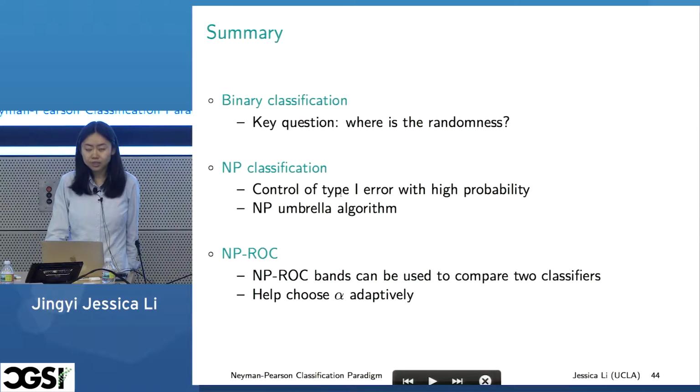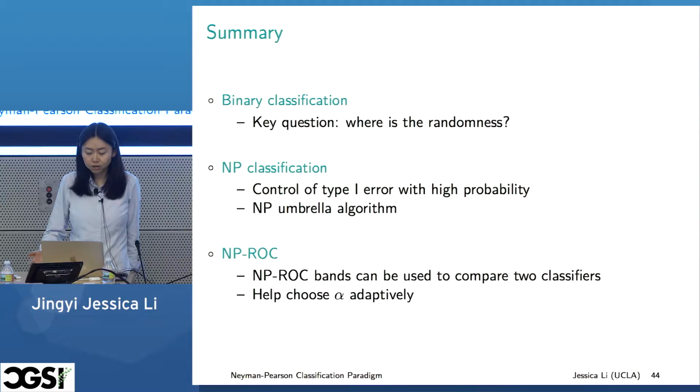And NP-ROC is a graphical tool for comparing methods under the Neyman-Pearson paradigm. Also, using the NP-ROC, sometimes if users do not have a clear alpha beforehand, they can use the visualization to choose alpha in a data adaptive way. Okay, and this is our paper, which was published last year in Science Advances.